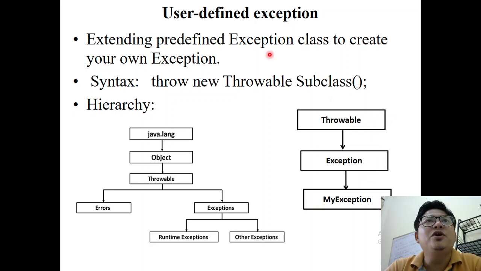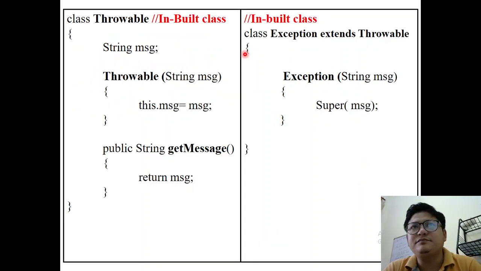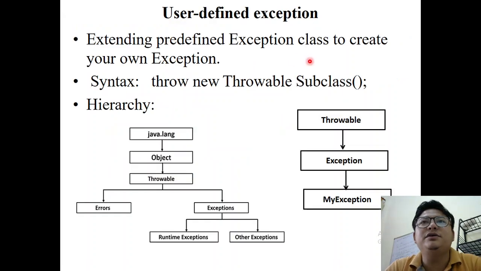Furthermore, to have a user defined exception, you have to extend or derive this Exception class in your MyException. So like this you can create the user defined exception. You'll understand more if you see the examples. The syntax is throw new Throwable subclass. Again, you'll understand the syntax better if you see the example. As I told you just now, there is something called the Throwable class.